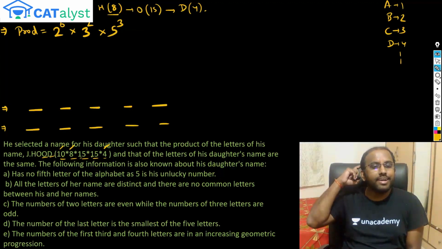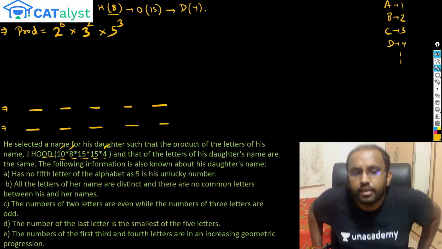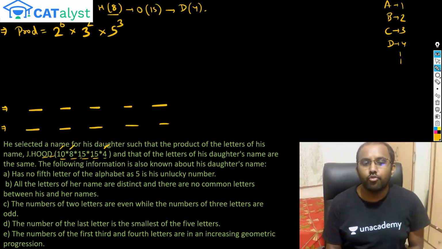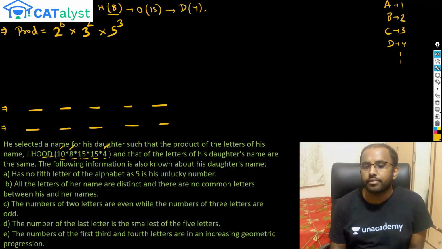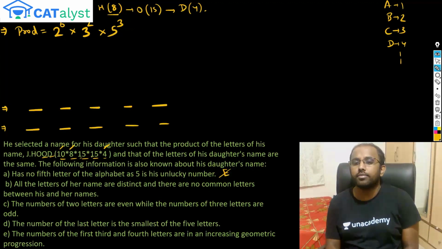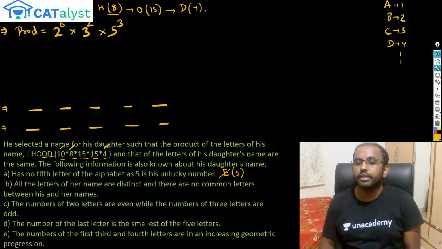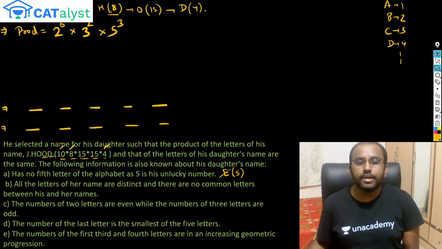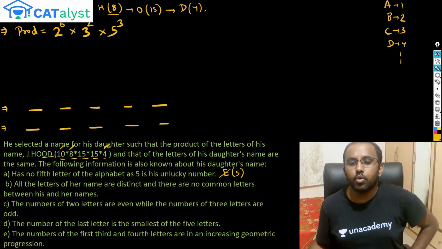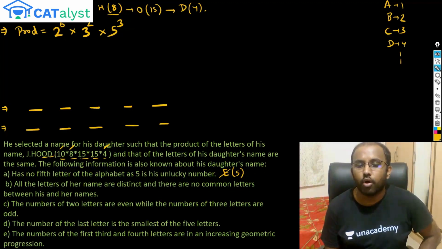Now let me read the conditions one by one, guys. It says that her name has no 5th letter of the alphabet as 5 is his unlucky number. That means her name will not contain E, because E is number 5 in the alphabet. All the letters of her name are distinct and there are no common letters between his and her names. So all are distinct. This is an important point again.